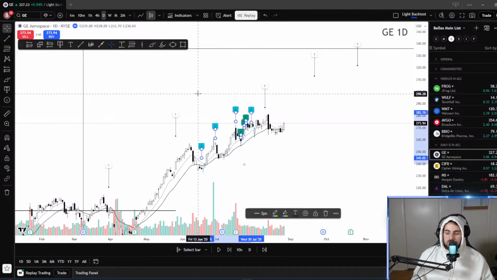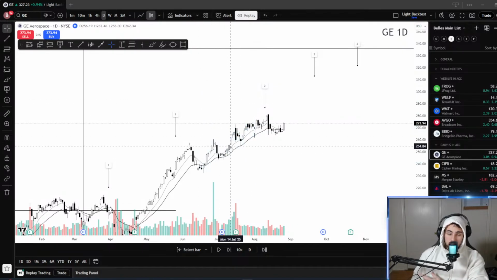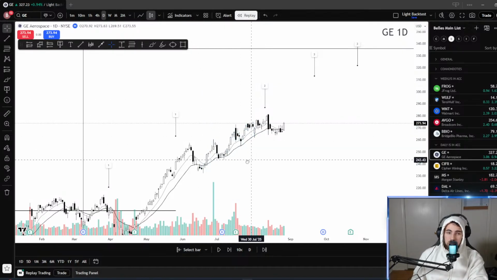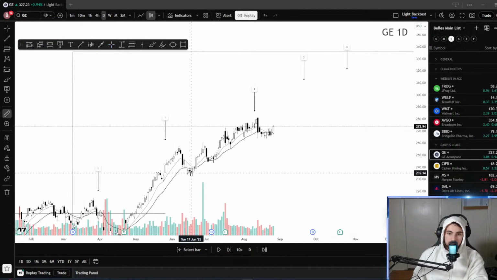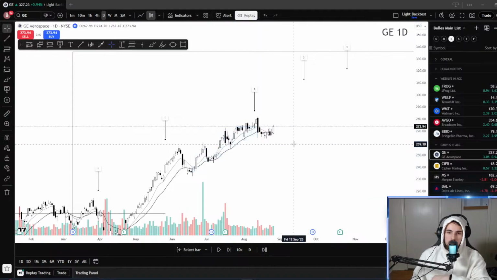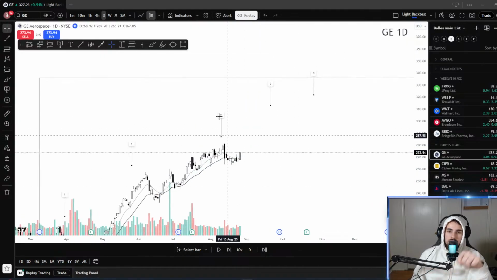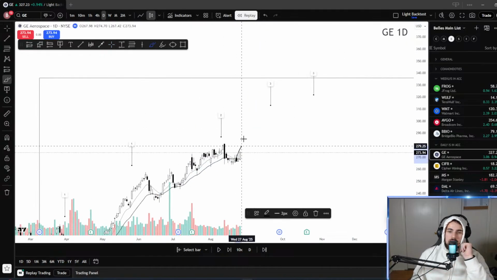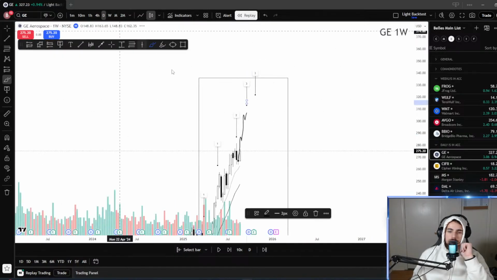I'm actually going to delete all this because we got everything we needed in here. There were only 2 entries in there. 2 entries in like 40 bars on the daily, 40 days. So now we want to see how many entries are in this next weekly leg going up.